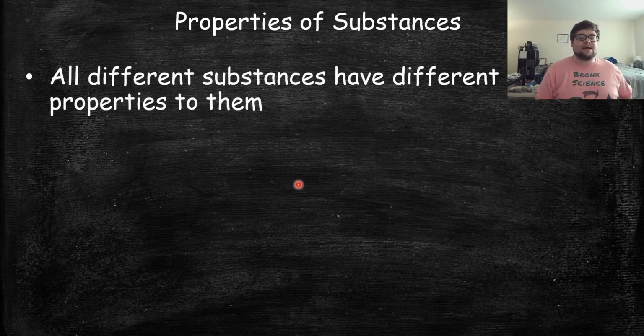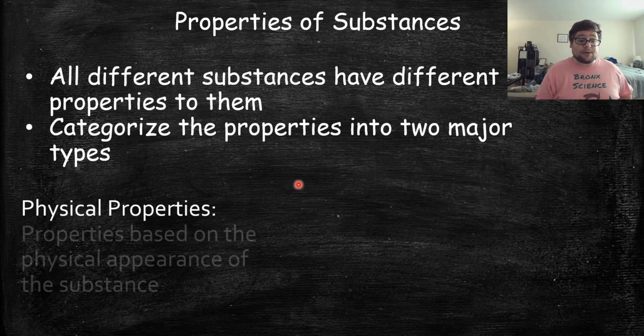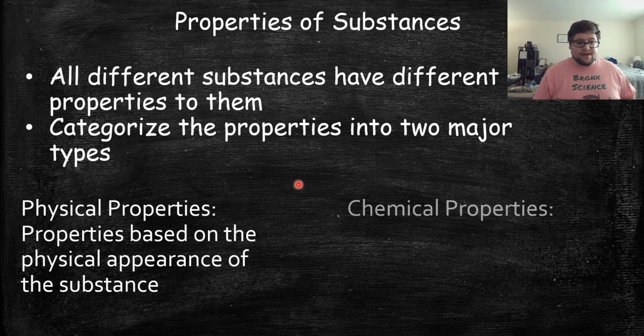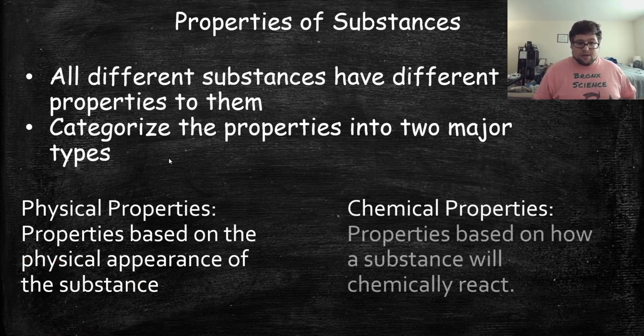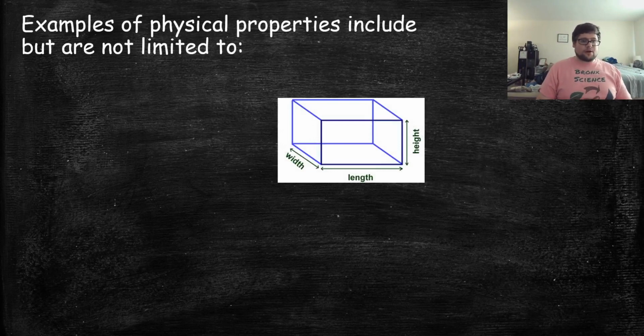So let's talk about different properties of substances. All different substances have different properties to them, obviously. We categorize these properties into two major types. Physical properties, which are properties based on the physical appearance of a substance. And we also have chemical properties. And chemical properties, of course, are properties based on how a substance will chemically react with other substances.